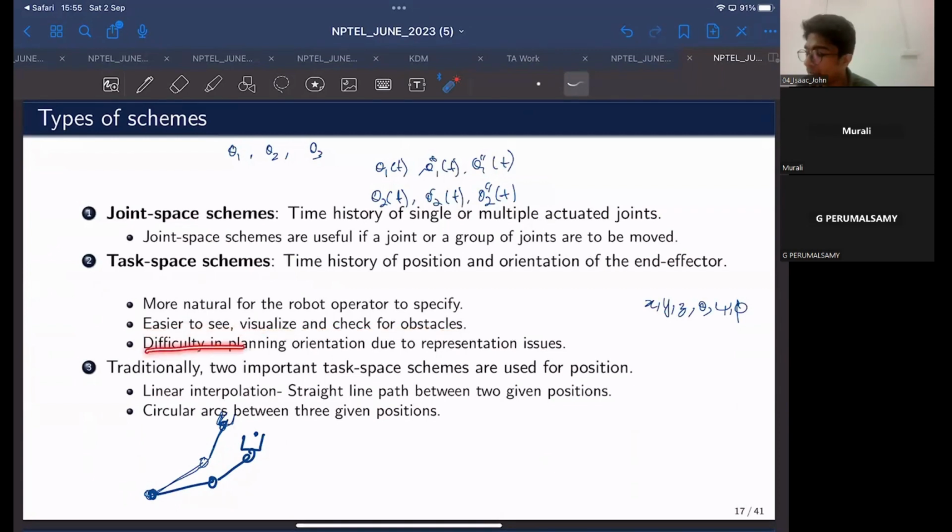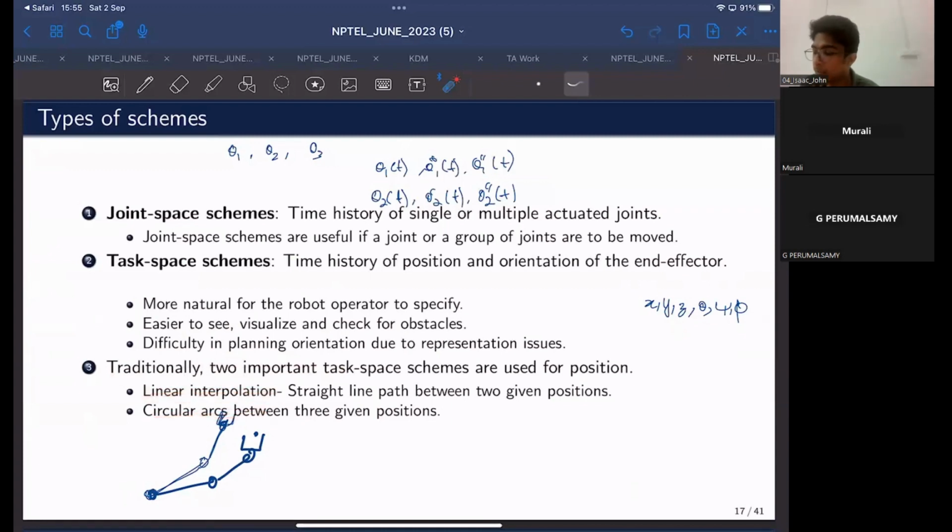And it may have some difficulty in orientation due to representation issues, because representing orientations is not as straightforward as controlling positions. You may end up in some trouble in controlling orientations because these are slightly coupled. So you can maybe control positions independently, but there will be some sort of coupling when orientation also comes into the picture. So traditionally, two important task-based schemes are used for position. That is a linear interpolation and a circular interpolation.